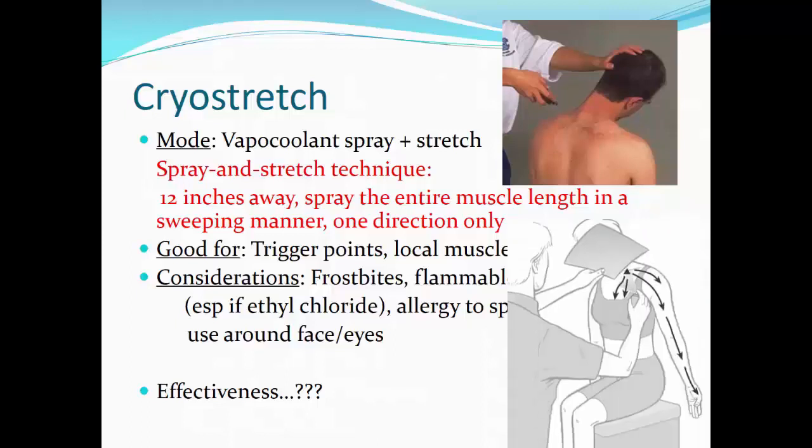The spray and stretch technique includes being 12 inches away from the tissue and spraying the entire muscle length in a sweeping manner. The sweeping only occurs in one direction. This treatment is good for trigger points, local muscle spasm, but there are several contraindications. There is a potential for frostbite of the patient if you spray too close to the skin.